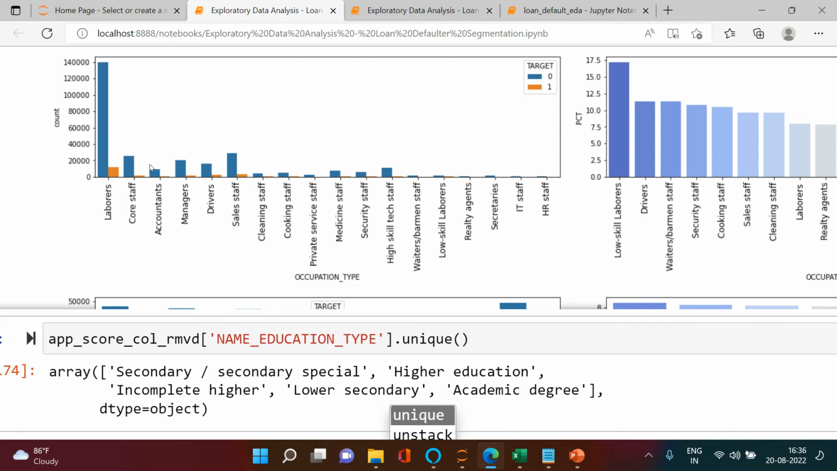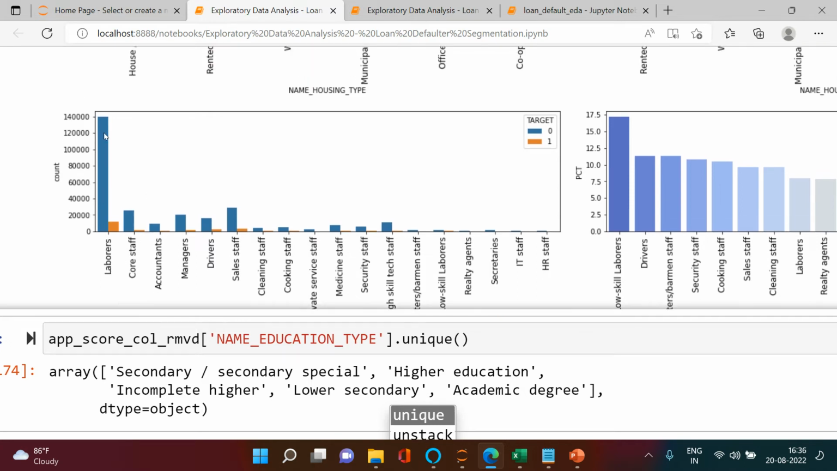So most of the loans have been taken by laborers. Somewhere 140,000 laborers have taken the loan, followed by core staff, and then sales staff, and then managers and drivers. Okay, now let's just see who are the safest ones. Okay, these 3 or 4 segments we see: laborers, core staff, managers, sales staff, and drivers. Let's see who has the highest default rate.